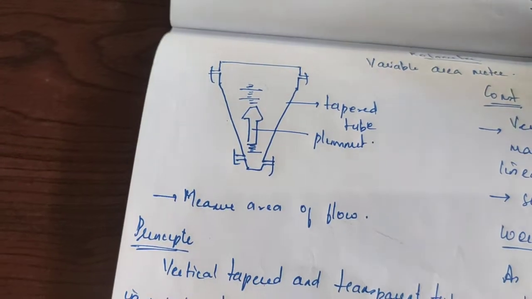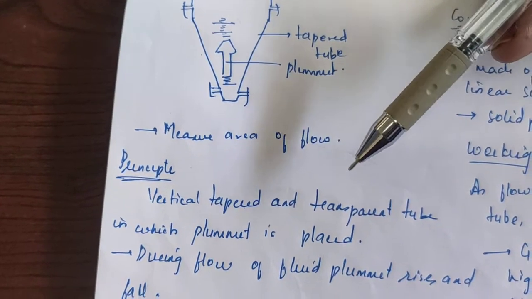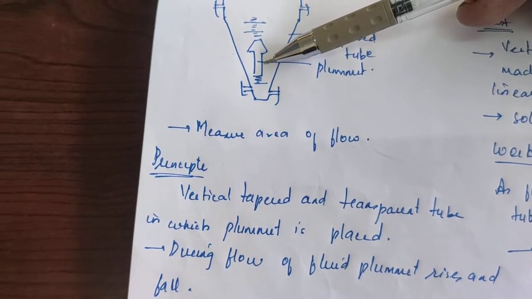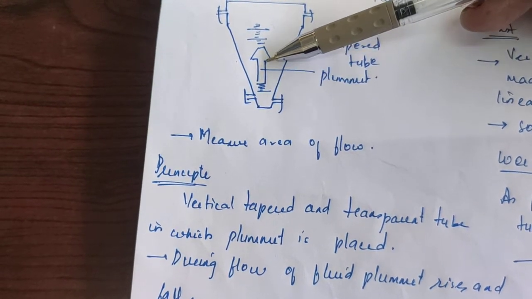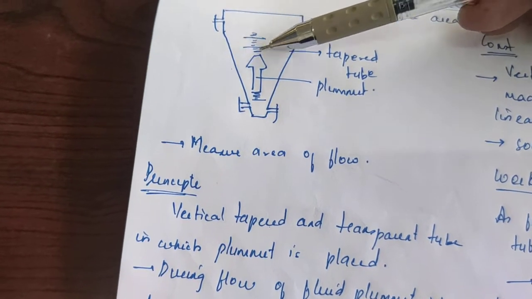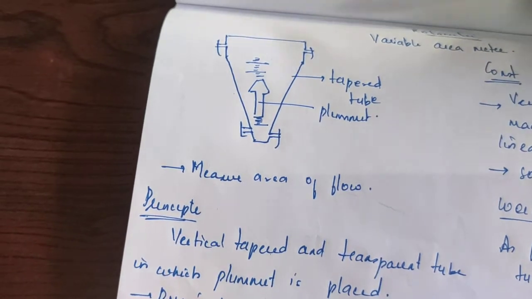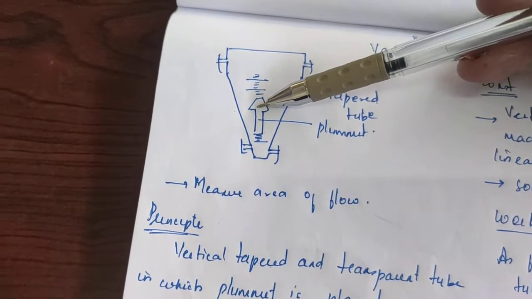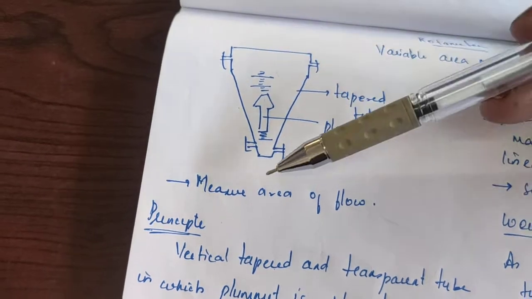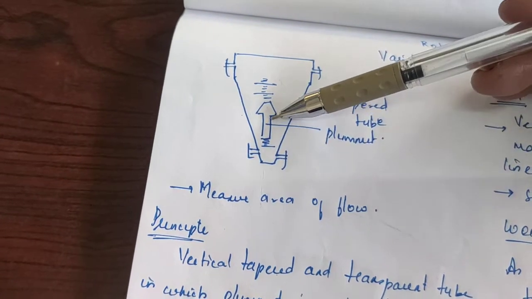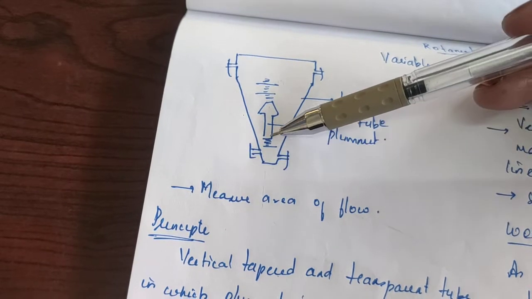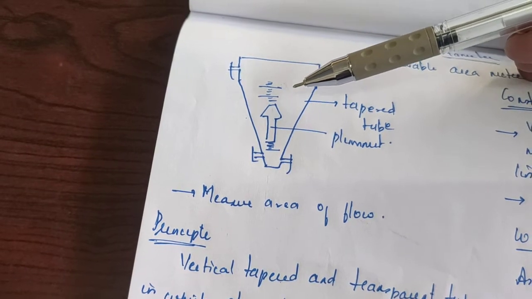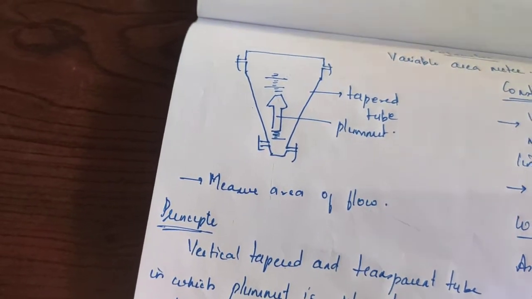Okay, this is a basic principle, that is vertical tapered and transparent tube is present in which plummet is placed. During flow of fluid, what happens? Plummet rises up, and after rising up, the reading is noted from the scale present here. And the construction involves vertical tapered tube and made up of glass. A solid plummet of low weight is placed inside the rotameter, and when a fluid is passed through this, the plummet rises to a particular height, and the area traveled by the fluid is measured by taking down the readings on the scale present here, and by calibrating it, you will be getting the area traveled by the flow of fluid.